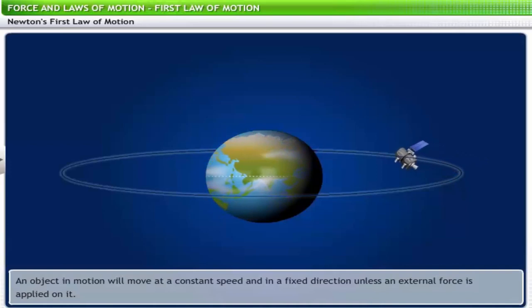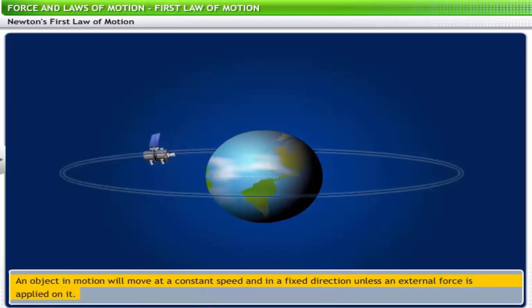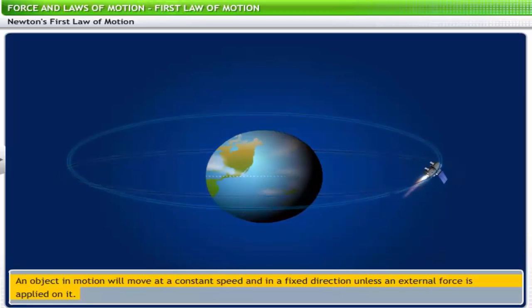The second aspect relates to a moving object. An object in motion will move at a constant speed and in a fixed direction, unless an external force is applied on it. Consider an artificial satellite revolving around the Earth. It moves with a constant speed and in a fixed orbit. The orbit of satellite will not change on its own. In case the satellite is required to change its orbit, booster rockets are fired up to exert force on the satellite. This changes the speed and direction of the satellite.